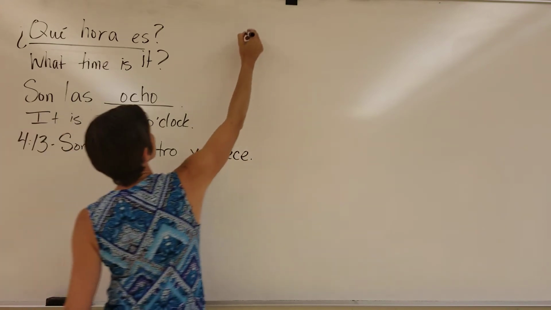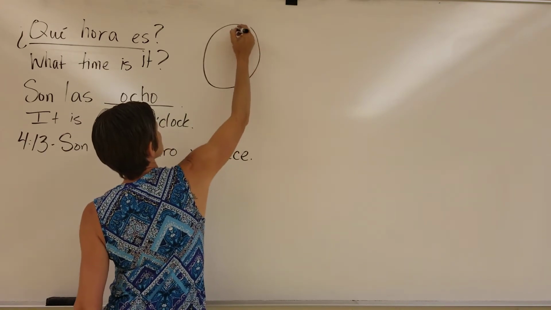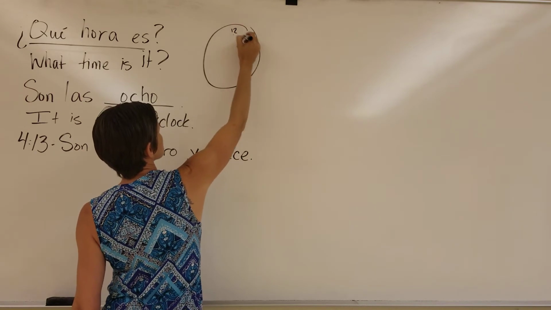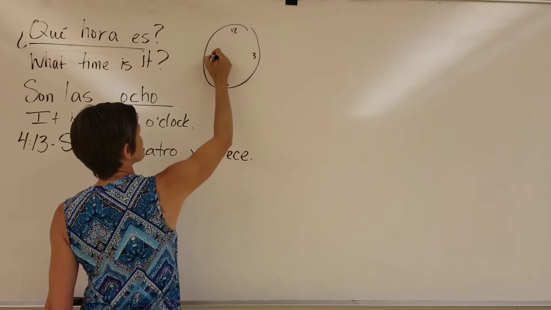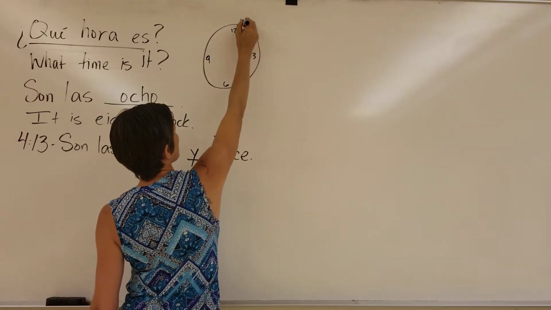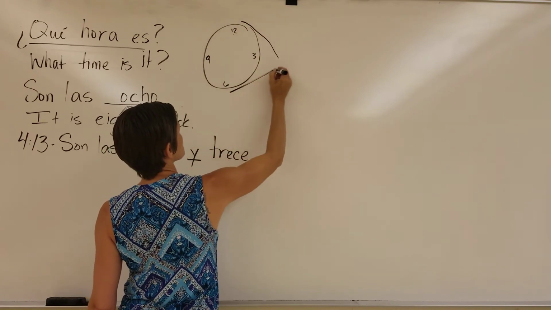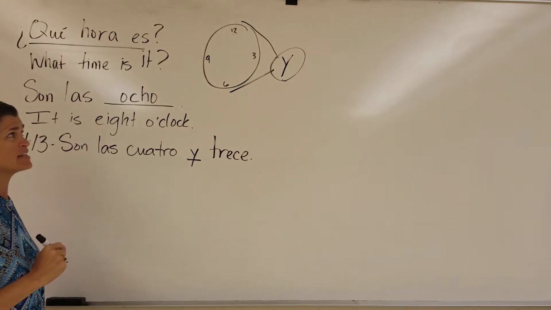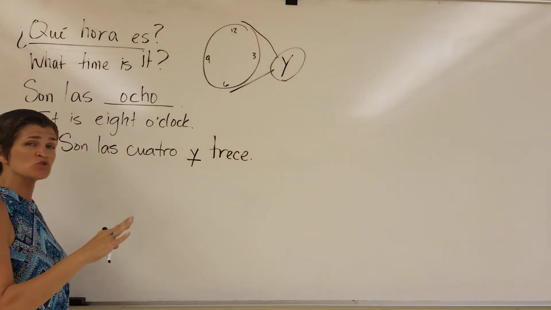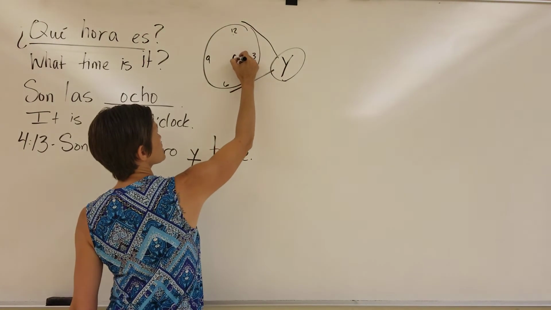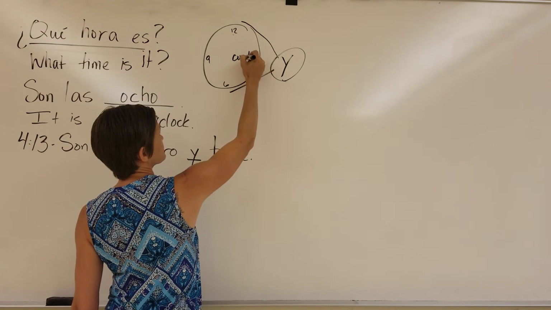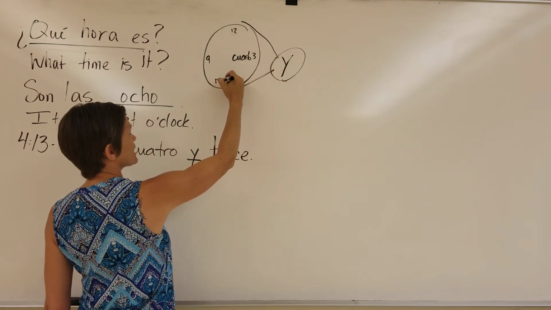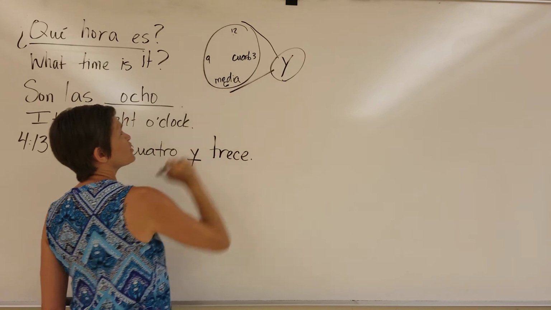So if you're on a clock, here's your little clock right here, and you want to add minutes, you're on this side over here, this side of the clock, you're going to use the word and to add that side of the clock. There's a couple special spots in the clock though. There's right here where the quarter hour, that's called a cuarto, and a half hour is called media.